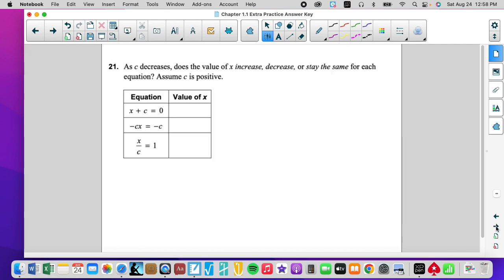As c decreases, does the value of x increase, decrease, or stay the same for each equation? Assume c is positive. So as c decreases, does the value of x, so when we have x plus c equals 0, as c decreases, does the value of x increase or decrease or stay the same? So let's start with an example where c is big, what does x have to be? X is negative 10, okay?